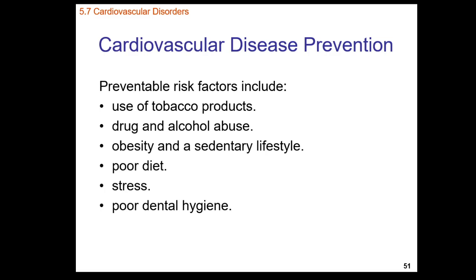And one of the main things to know about cardiovascular disease, and one of the important pieces to consider, is that many of the risk factors, many of the things that will help cause it, are actually things that are preventable. So some of the preventable risk factors include use of tobacco products, drug and alcohol abuse, obesity and sedentary lifestyles, so a lack of exercise, poor diet, stress, or poor dental hygiene. So it's important to consider all of those and to look towards plans where we can have a healthy cardiovascular system.